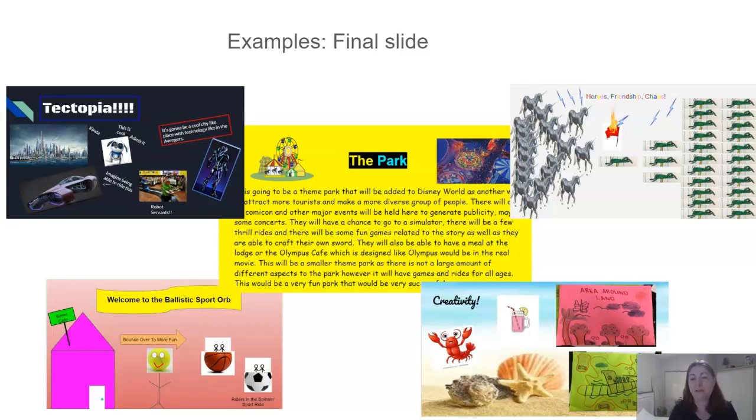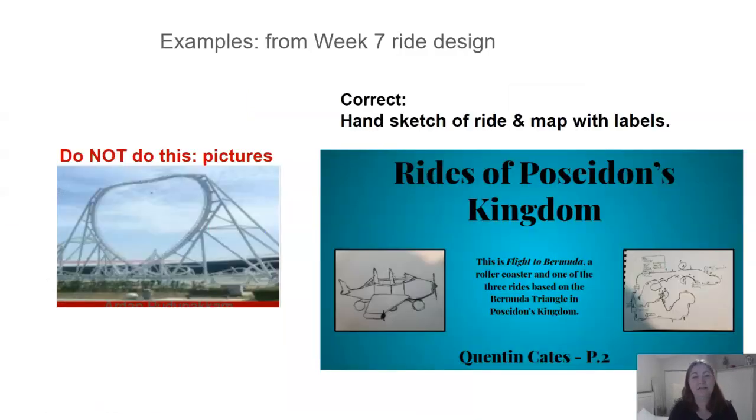This is on the final slide, the final project slide. You can just take a look at it there. The horses, the park, Techtopia, the ballistic sport orb. That's so fun. And this one with creativity with the lobster. It's just really pretty. So have fun with it.